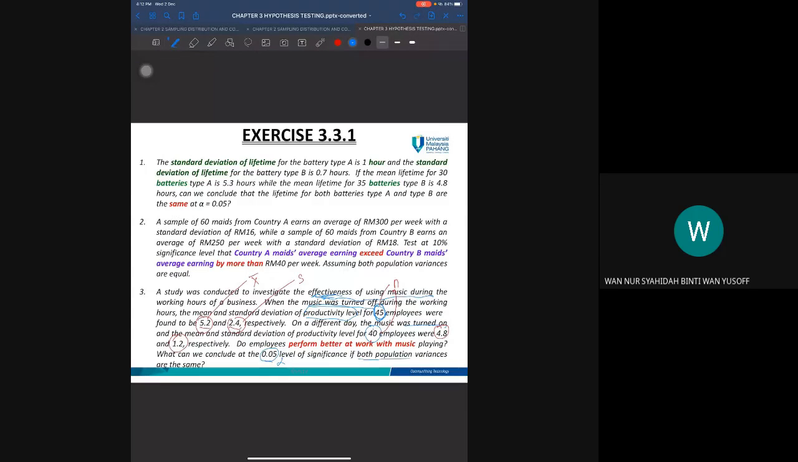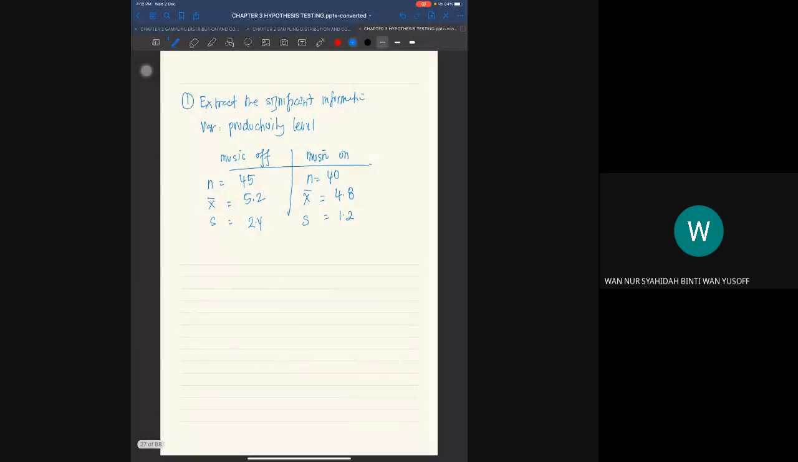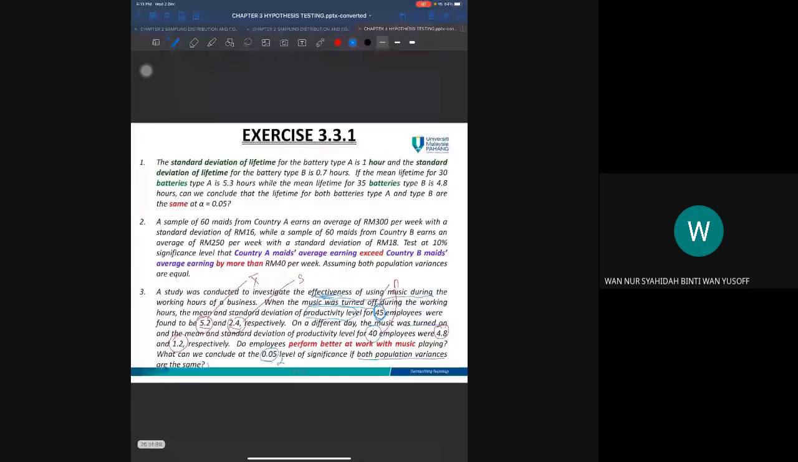Both population variances are the same. What does it mean? How to write this statement? Both variances are equal. So sigma 1 squared equal to sigma 2 squared. Okay, so based on that, we have alpha 0.05 and then we have sigma 1 square equal to sigma 2 square. Okay, and then we go to the hypothesis.